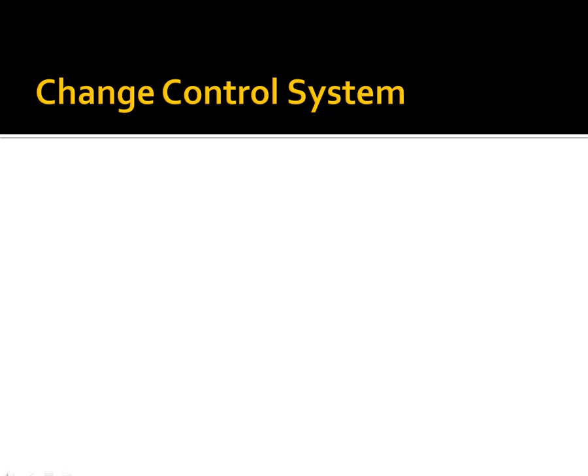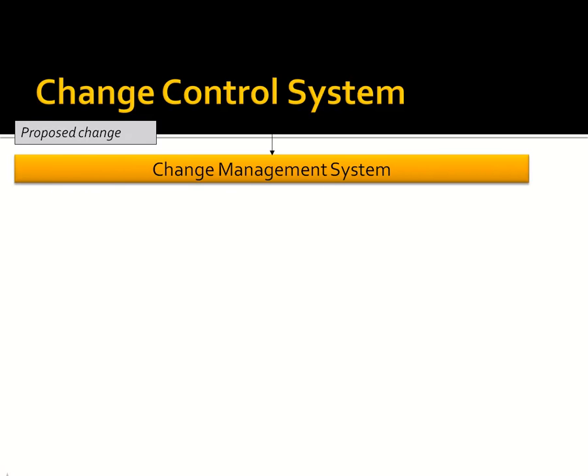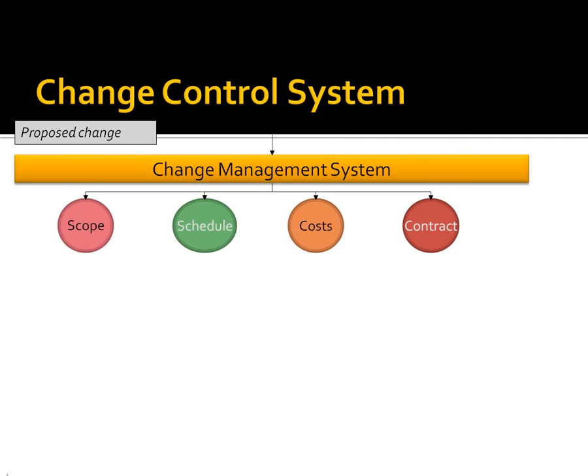You need, as a program manager, to create a change control system. A change control system begins with a proposed change that will be documented through a change management system. So either a piece of software, or you could do it in a journal, but you could also do it in Excel or Word, something to that effect. But you need a change management system. Now, the change management system considers a change in what are the four primary areas the change will affect. So the scope, the schedule, the cost, or the contract. Now, a change could affect one, multiple, or all of these different areas of your program.